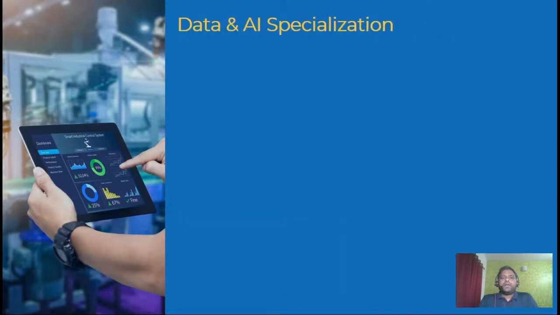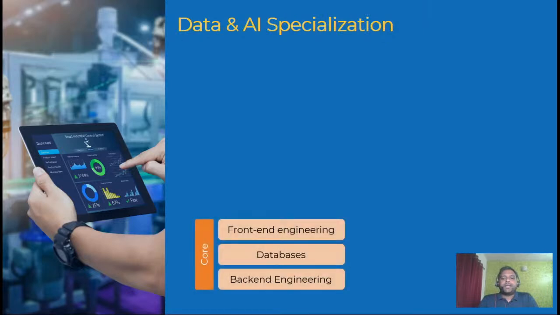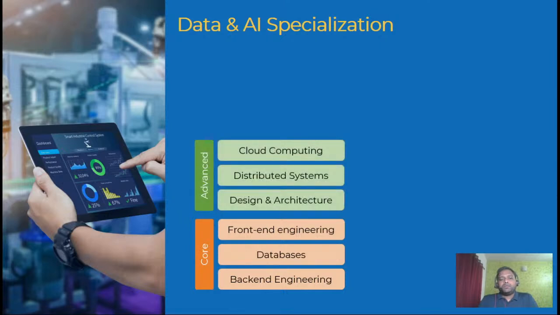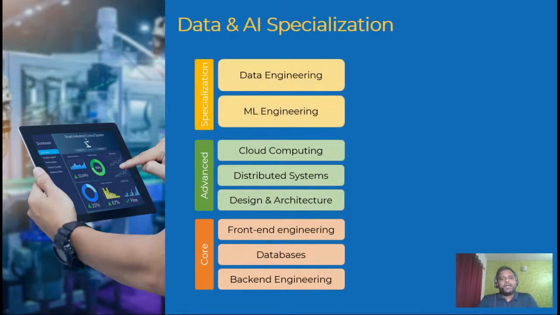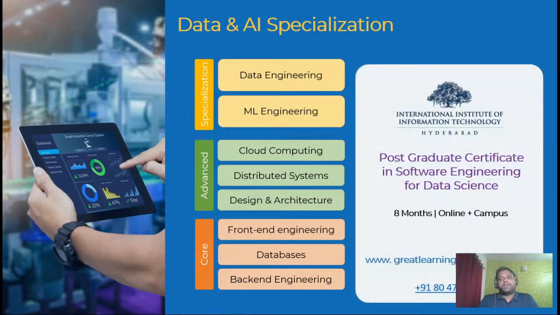If you're focusing more on data and AI specialization, then you need to build the core skill sets. You also need knowledge of advanced skill sets like design and architecture, distributed systems, and cloud computing, and then build the specialization in data and ML engineering. For this career path, we have a postgraduate certificate in software engineering for data science. This is an 8-month blended program with IIIT Hyderabad, where there's an online classes component and you also get to interact with IIIT Hyderabad faculty at the campus. That's an interesting proposition. This program also gives you alumni status from the outreach division of IIIT Hyderabad.